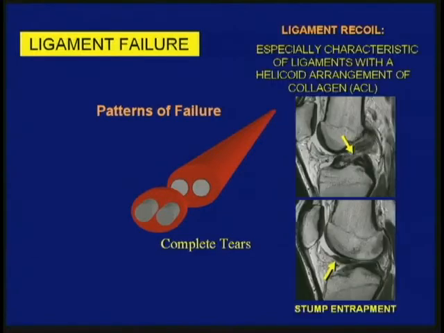Certain ligaments, such as the anterior cruciate ligament, with that helicoid arrangement of collagen, react to a tear through spasm. And therefore you get this recoil of the ligament, and we see that particularly with regard to the anterior cruciate ligament in the form of this anterior displacement of the torn fibers. We call that stump entrapment. It can limit full extension of the knee following an anterior cruciate ligament tear.